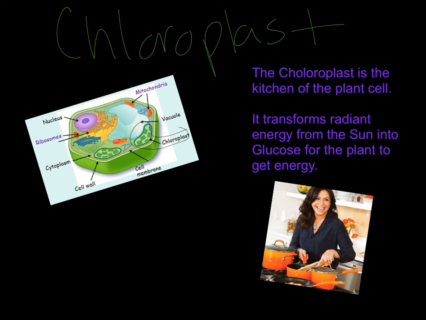The chloroplast. Now this is something that we've already talked about this year when we talked about photosynthesis in detail. The chloroplast, think of it kind of like the kitchen of the plant cell. It's the one that transforms the radiant energy from the sun into glucose for the plant to get the energy. So that's exactly what the chloroplast does. It's just a kitchen where it cooks up what it needs to do and it gets the food that it needs. It's glucose.